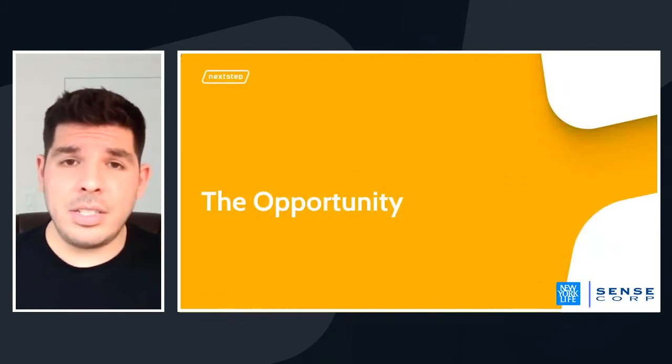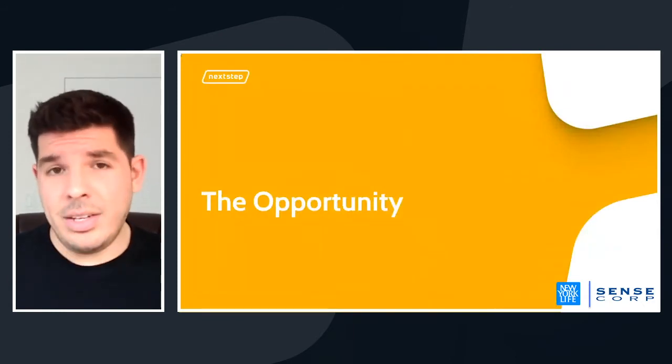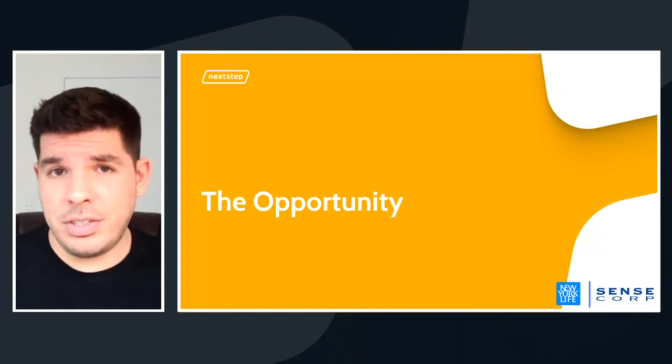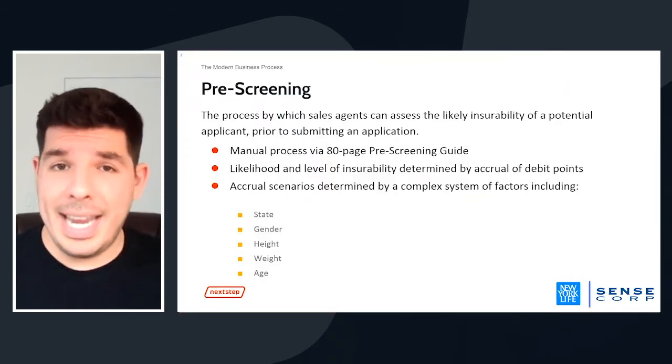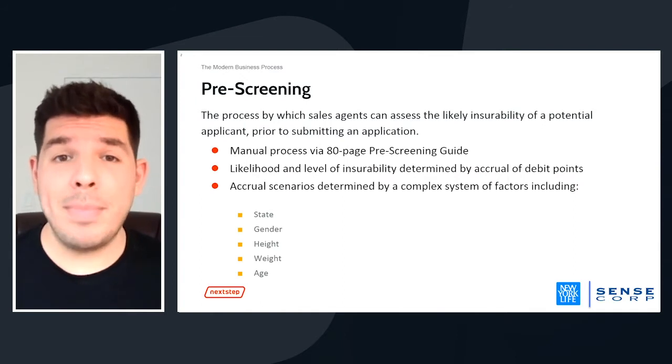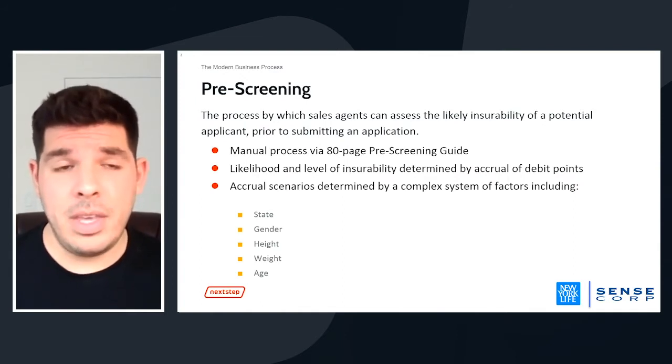So we took the concept of digital enablement and applied it to a specific business process called prescreening. Prescreening is the process by which an agent will assess the potential insurability of a client.